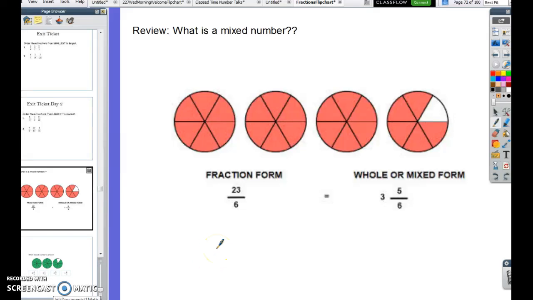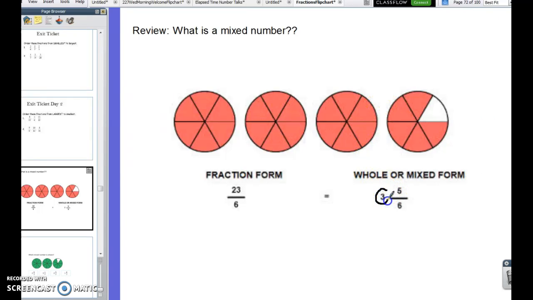Today we're going to review what a mixed number is, and then we're going to learn how to compare and order fractions and mixed numbers. So first we'll start with what is a mixed number. If you guys remember, a mixed number is basically a whole number and a fraction.